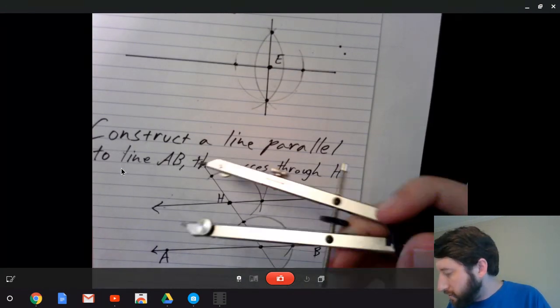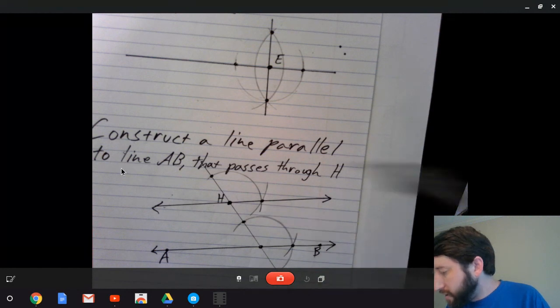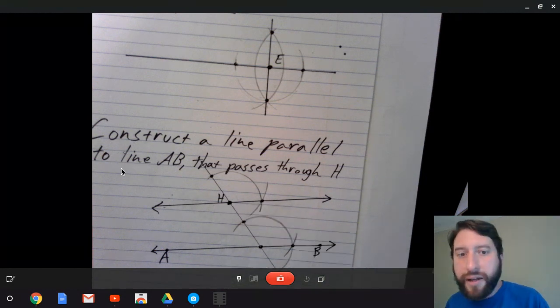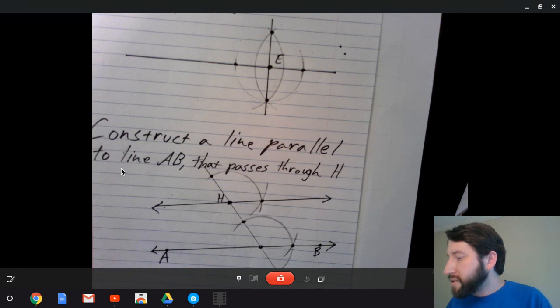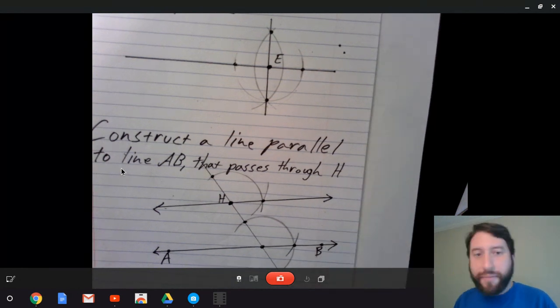You would say, okay, well, what are they trying to make next? What are they connecting here? Look at the dots that you want to connect. So that's how you make a perpendicular and a parallel line with a straight edge and compass.